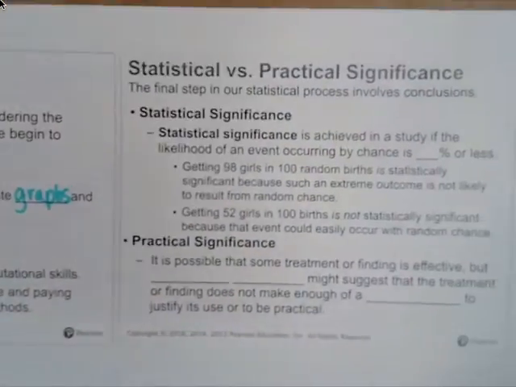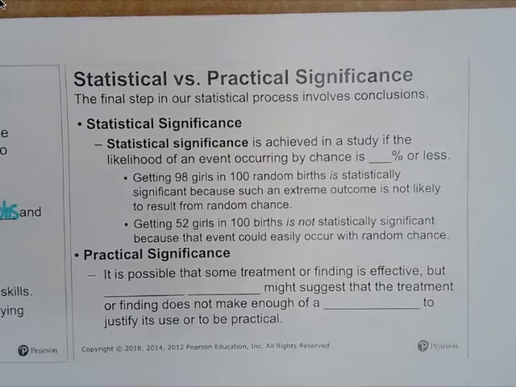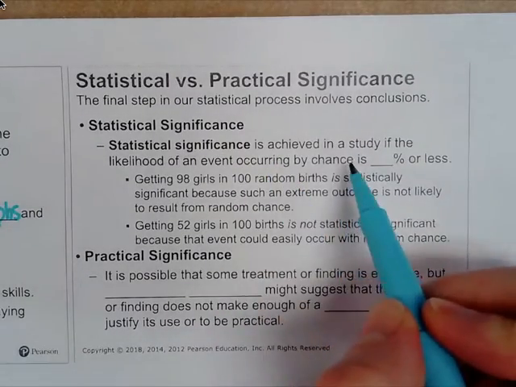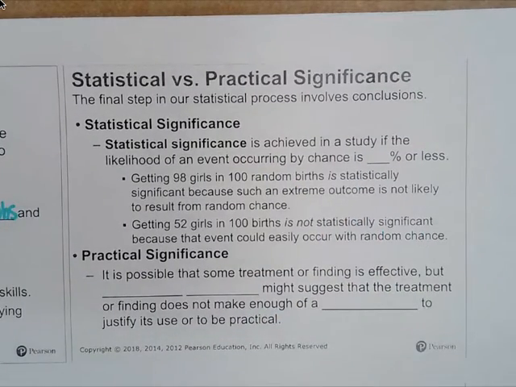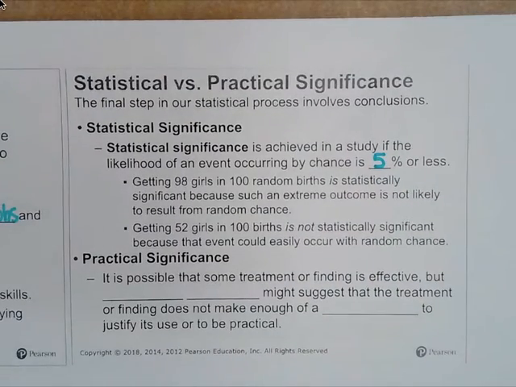So we have two types of significance. We have statistical and practical. So statistical significance is achieved in a study if the likelihood of an event occurring by chance is 5% or less.